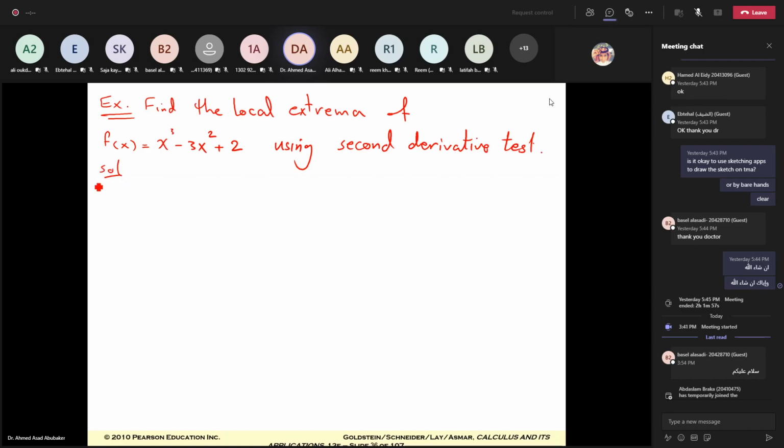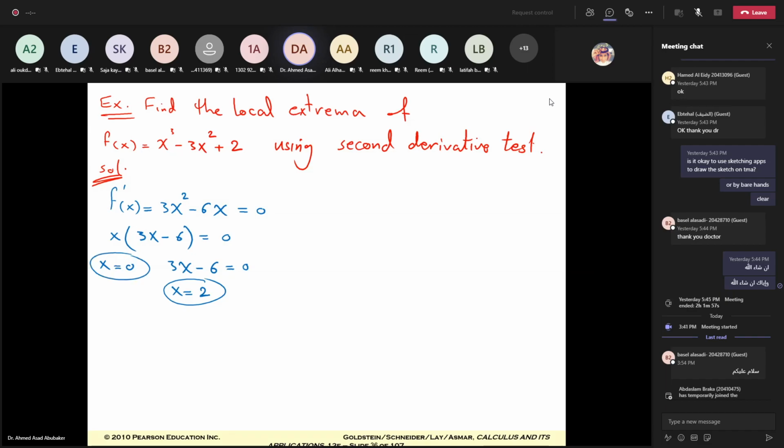The solution: if we have f of x, find f prime to find the stationary points. So we have 3x squared minus 6x equals 0. Take 3x as common factor, so we have 3x(x minus 2) equals 0. Now we have x equals 0 or x minus 2 equals 0. So we can conclude x equals 2 by moving the 2 to the other side. So we have 2 stationary values.